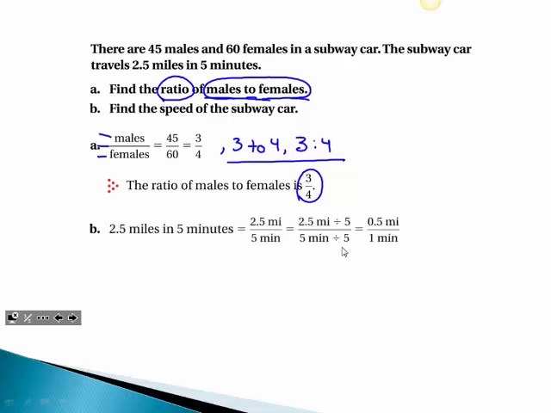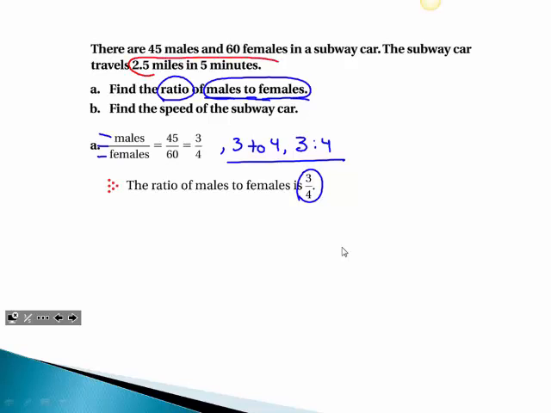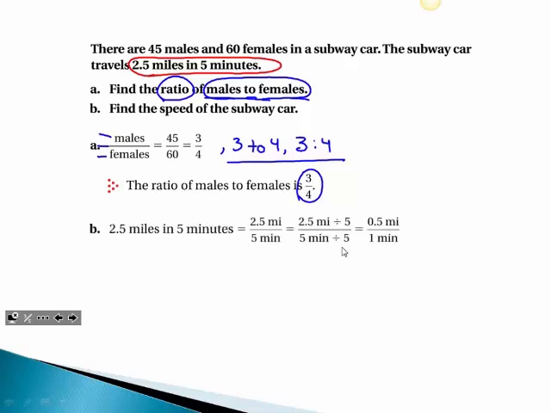All right, B. B says find the speed of the subway car. Now the speed is referring to the 2.5 miles in 5 minutes. Okay, so because they have different units, one's miles, one's minutes, we know we're finding a rate. So 2.5 miles in 5 minutes, again, it's a fraction. And so it's 2.5 miles over 5 minutes, and they both can be divided by 5.